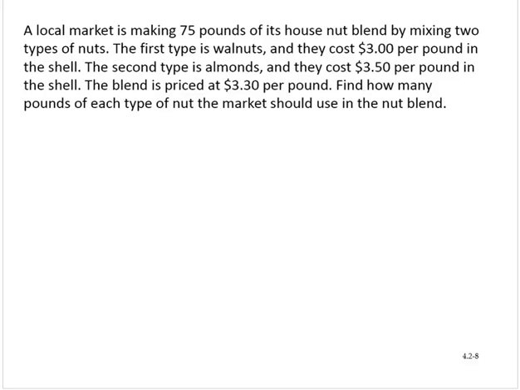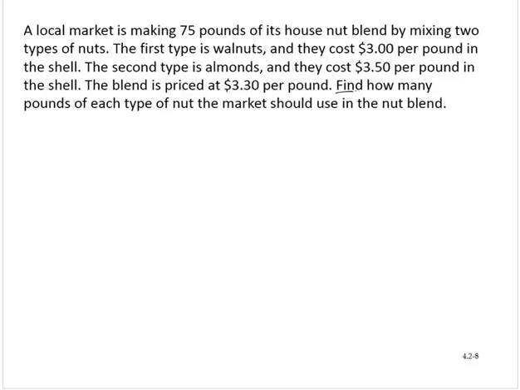A local market is making 75 pounds of its house nut blend by mixing two types of nuts. The first type is walnuts, and they cost $3 per pound in the shell. The second type is almonds, and they cost $3.50 per pound in the shell. The blend is priced at $3.30 per pound. Find how many pounds of each type of nut the market should use in the nut blend.